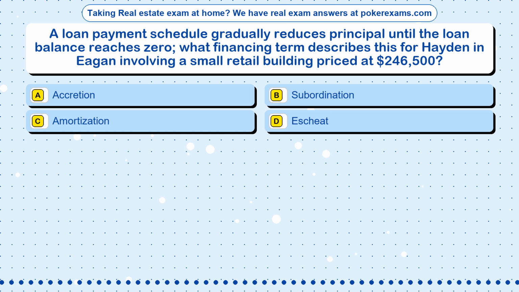Question 3. A loan payment schedule gradually reduces principal until the loan balance reaches zero. What financing term describes this for Hayden and Egan involving a small retail building priced at $246,500? Option A. Accretion. Option B. Subordination. Option C. Amortization. Option D. Escheat.